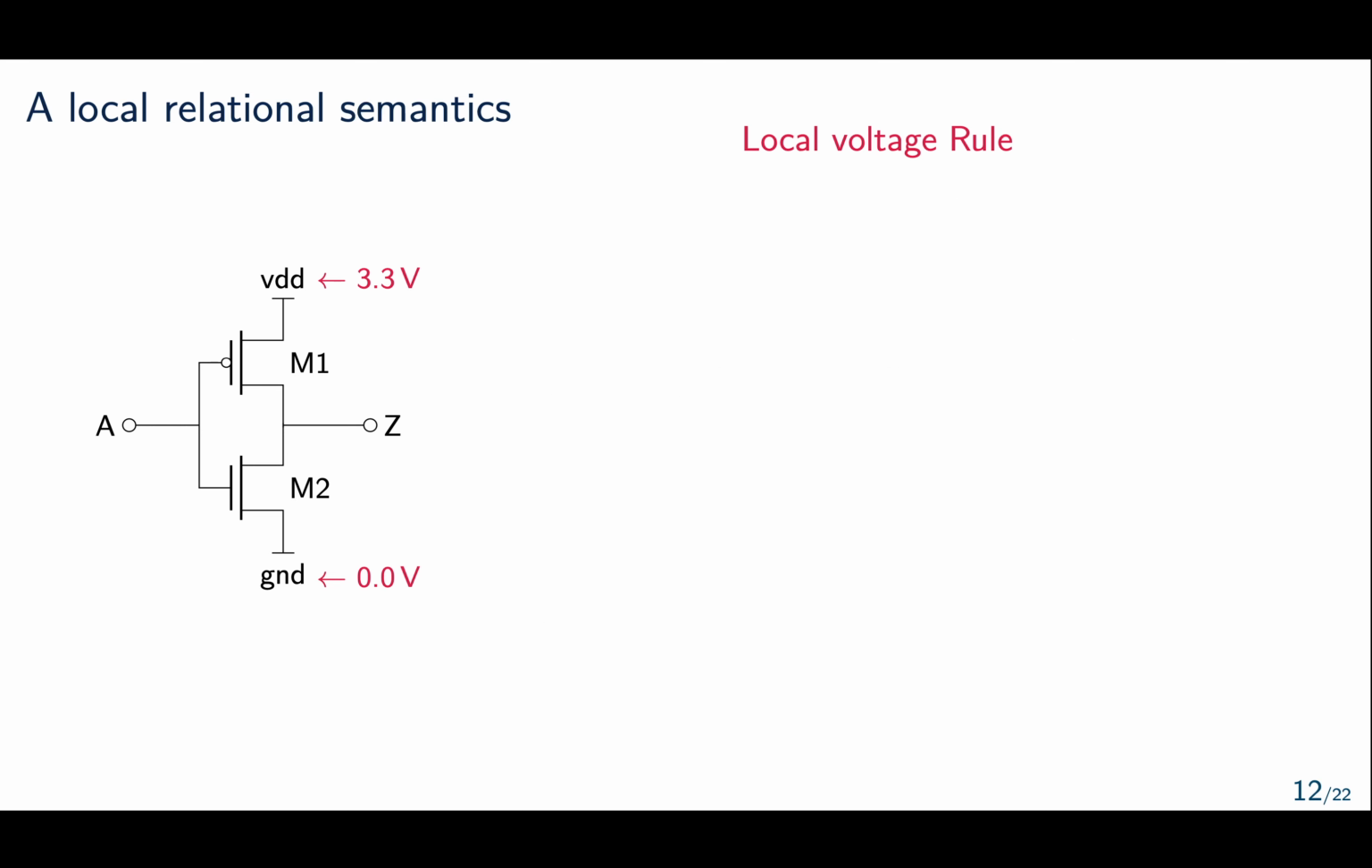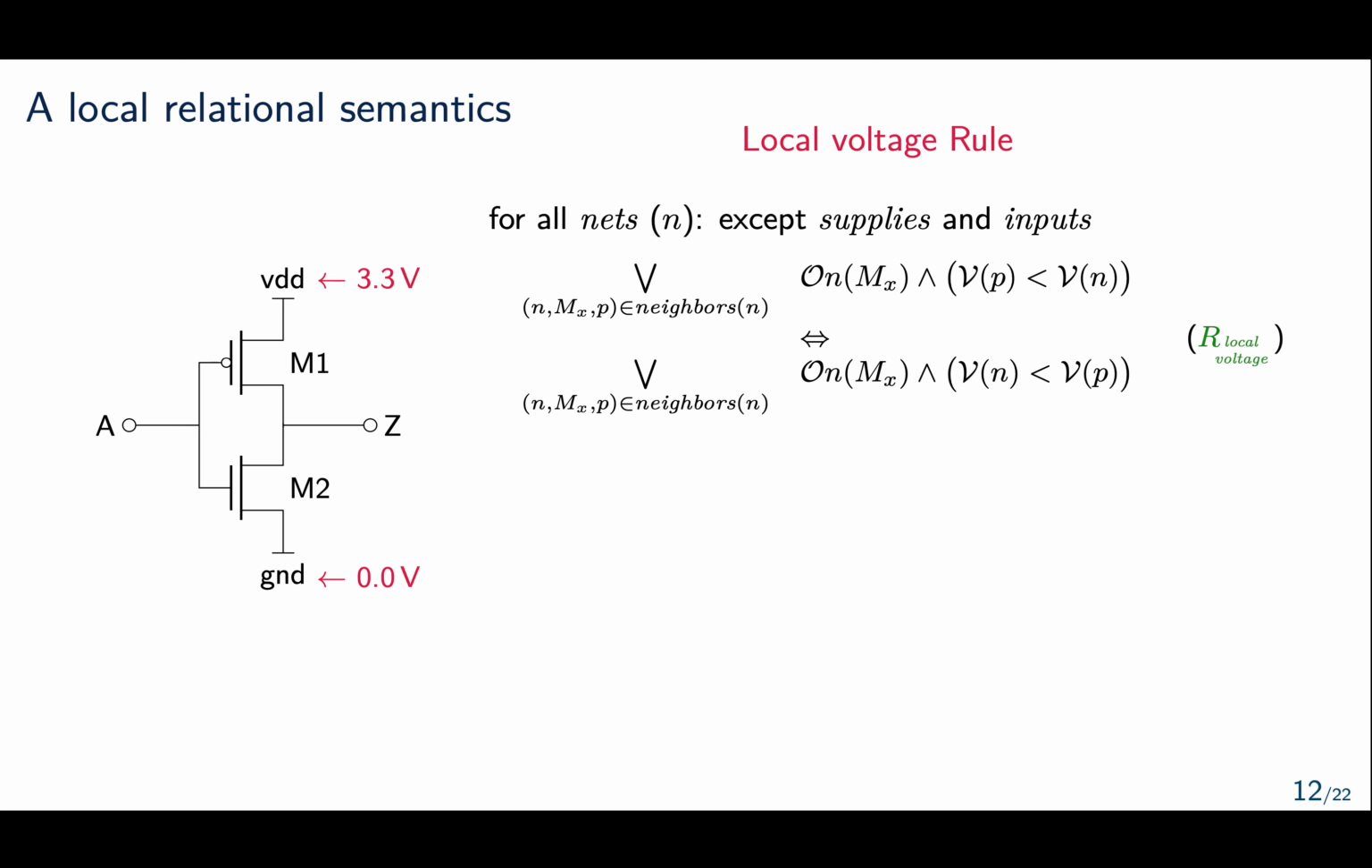Now, back to the semantics rules. This rule constrains the voltage of every net in a local manner. It only applies to the nets that can somehow be inferred from the state of the circuit, but not the ones forced by the environment, so supplies and inputs are not concerned by this rule.